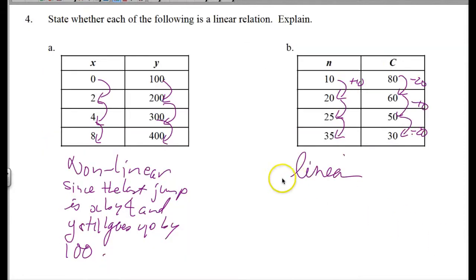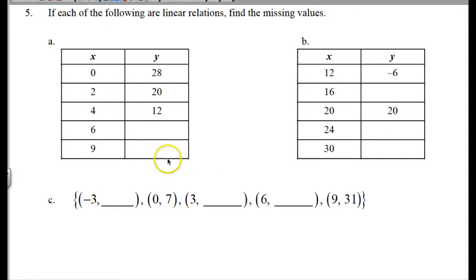Wait a sec. Hang on. There was more. If each of the following are linear relations, find the missing values. Okay, if we go up by 2, we're going down by 8. Up by 2, down by 8. Up by 2, down by 8.